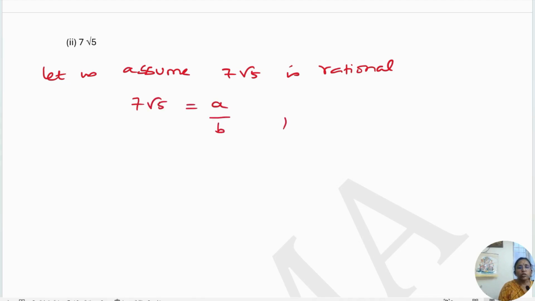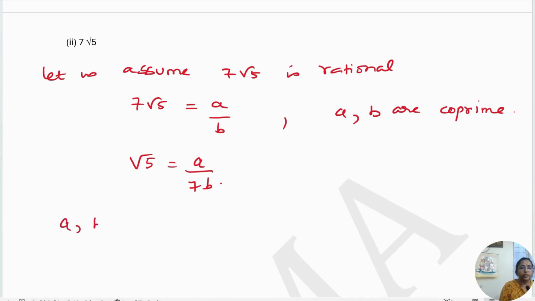Coming to the second subdivision question, 7 root 5. Again let us assume 7 root 5 is rational. So 7 root 5 is equal to a by b, where a and b are co-prime numbers. And root 5 is equal to a divided by 7 times b. Here a and b are integers, and a by 7b is rational.